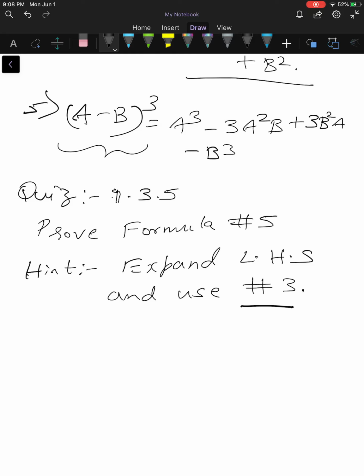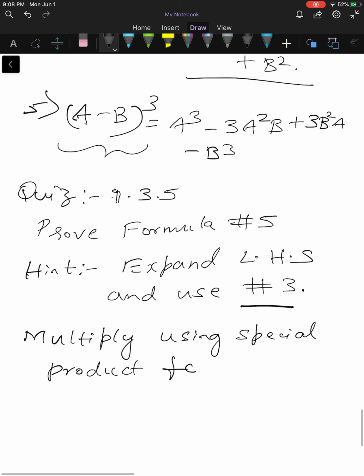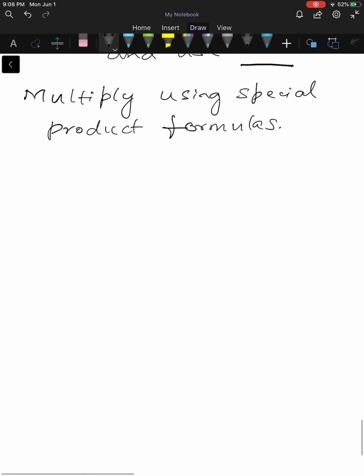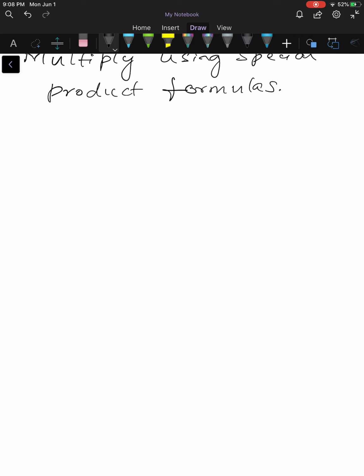Now, multiply using special product formulas. I told you earlier that you are going to learn all the methods by solving as many examples as you can. So pay attention to what I'm doing.